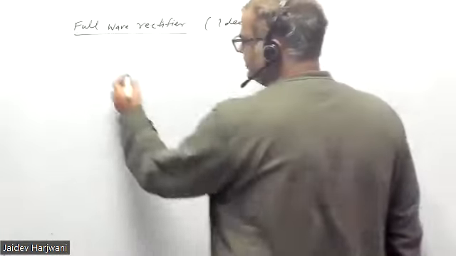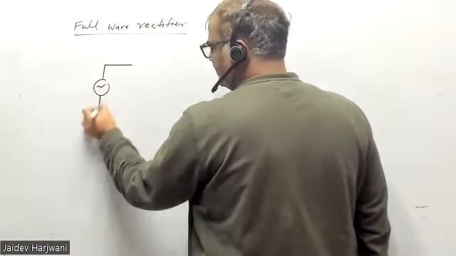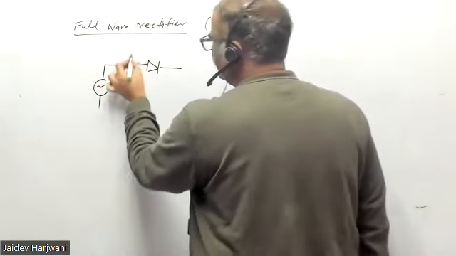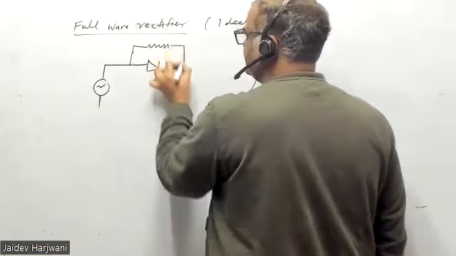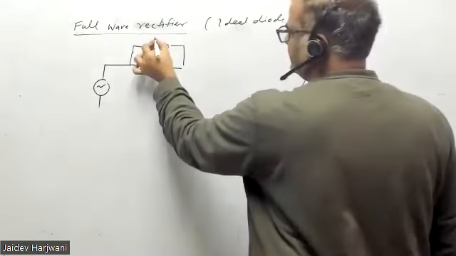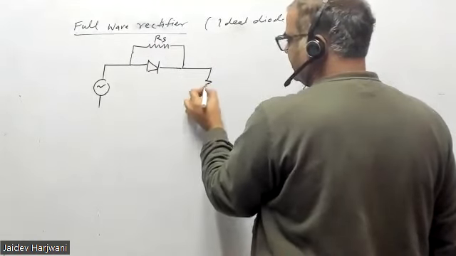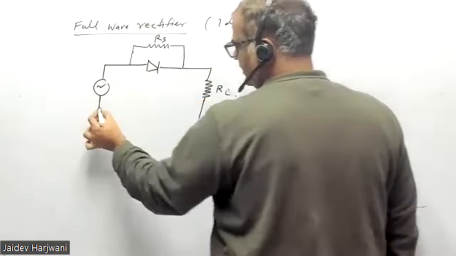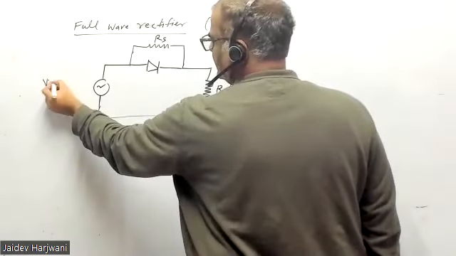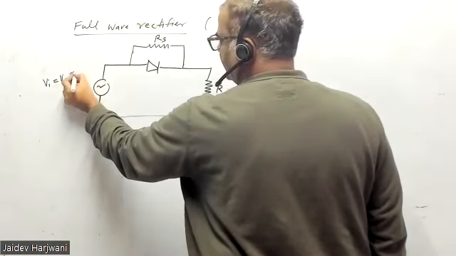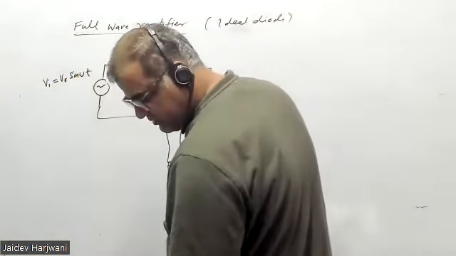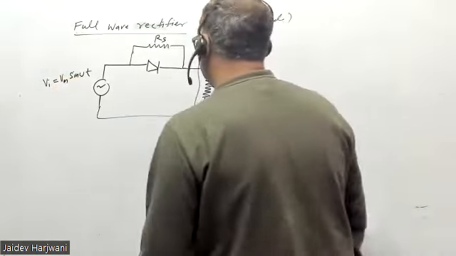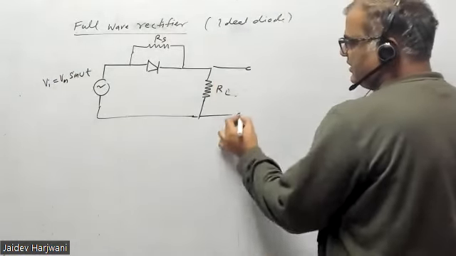Let us do some problems on half wave rectifier. I am putting a resistance here, say RS, and I am putting a resistance here, RL. And this is my V input equals Vm sin omega t. And here you are measuring the V load.